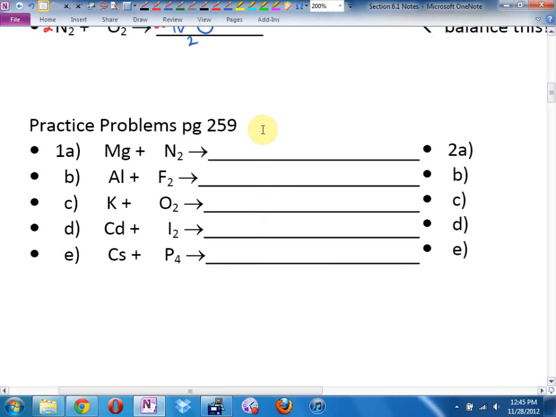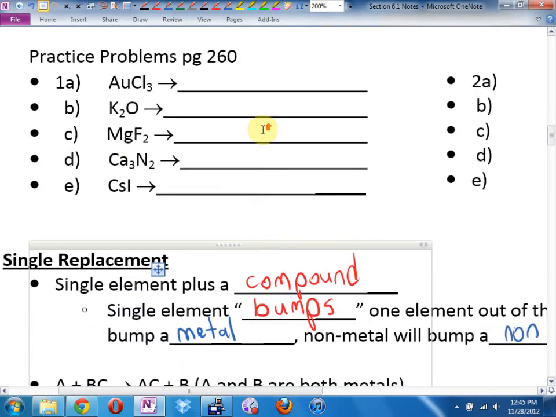Then in number 2, all it's saying is identify whether each of the following is a synthesis combination reaction. What you're really doing is looking at the equation. Is it two things combining to form one single thing? Then it's a synthesis reaction. If it's something else, it's not. Turn the page, please. Looking at page 260, which in your notes I put right here.